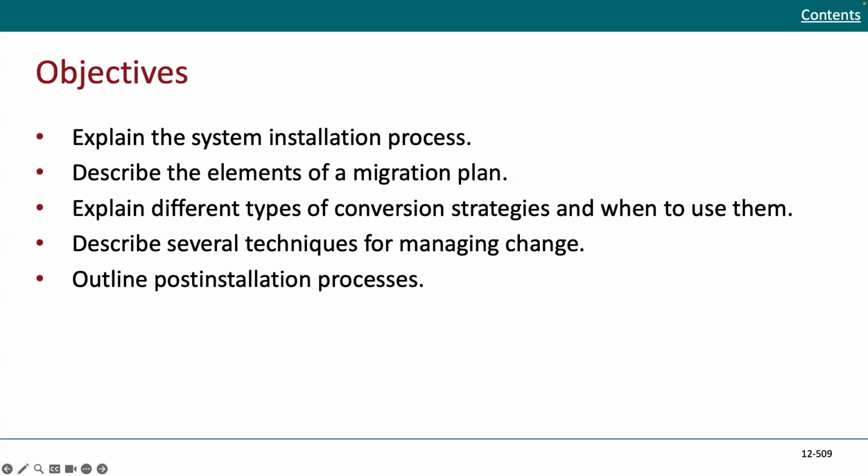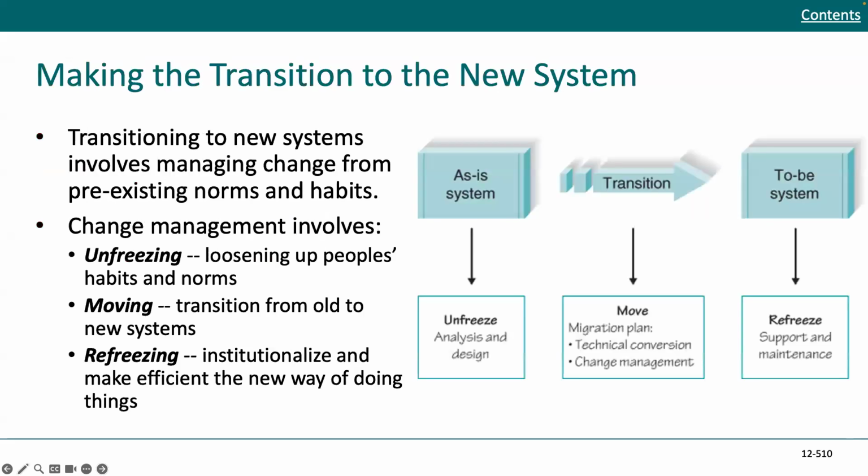Installing the system and making it available for use from a technical perspective is relatively straightforward. However, the training and organizational issues surrounding the installation are more complex and challenging because they focus on people, not computers. So here are the 5 objectives. We'll explain the system installation process. We'll describe the elements of a migration plan. We'll look at the different types of conversion strategies and when to use them. We'll look at several techniques for managing change, and then we'll also have an outline of post-installation processes.